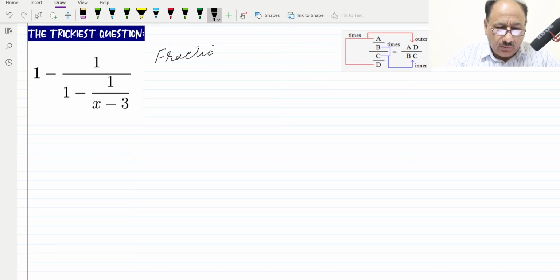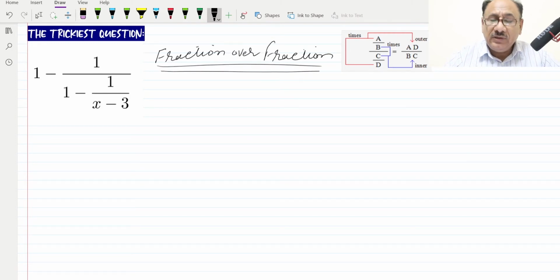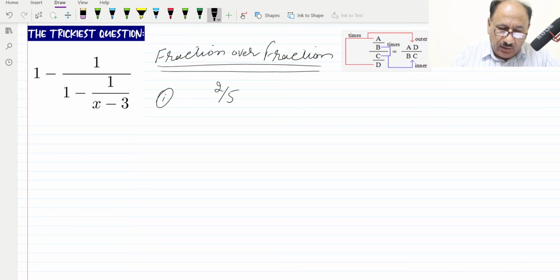Fraction over fraction. Fraction over fraction has three types of situations. Number one, we can have a fraction like, for example, 2 over 5 divided by a whole number, like 5 over 2 over 3.